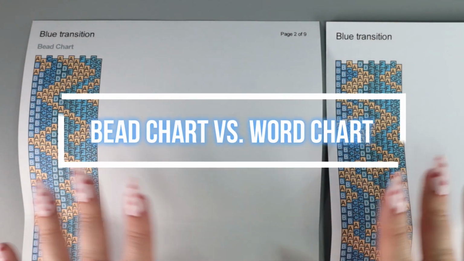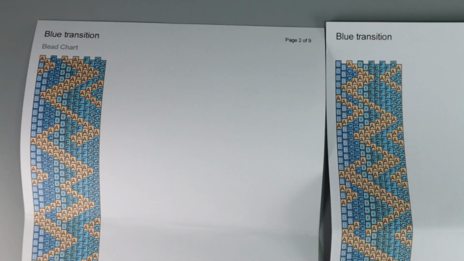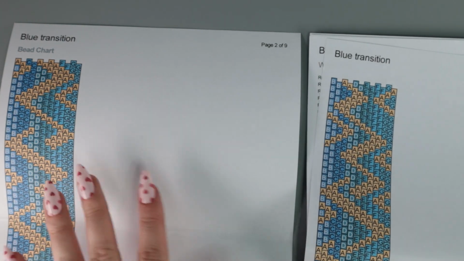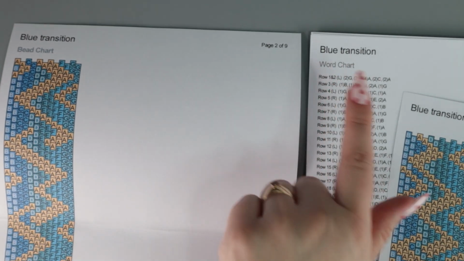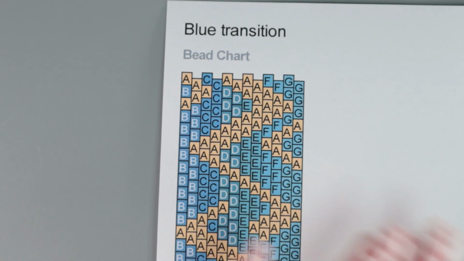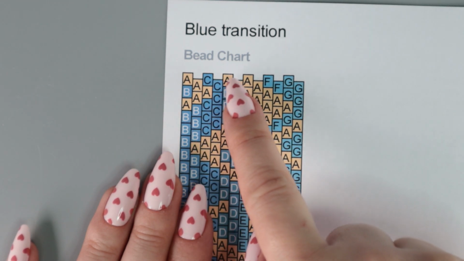The next page contains the bead chart, which is the actual pattern itself. Some people work directly from this chart, but personally I prefer the word chart, which I will show you in a moment. Looking at this chart, you'll notice it's a classic peyote stitch where beads are added one by one.